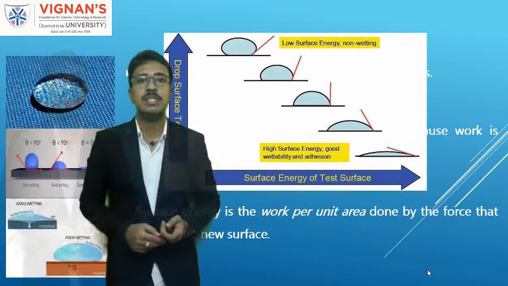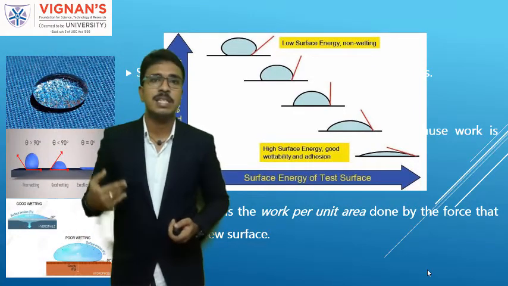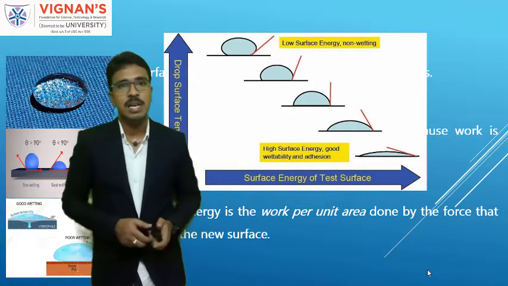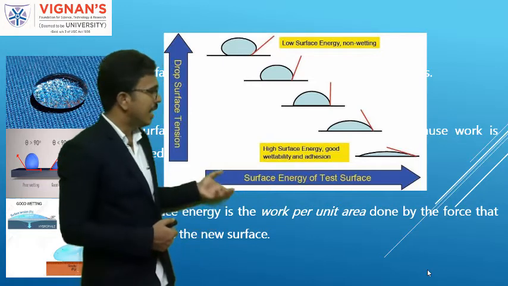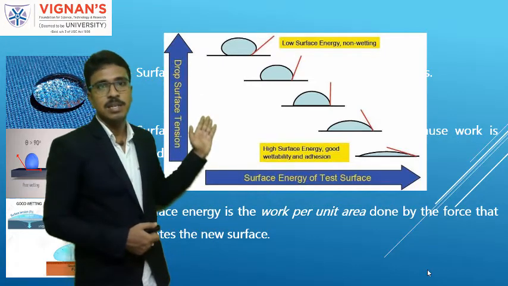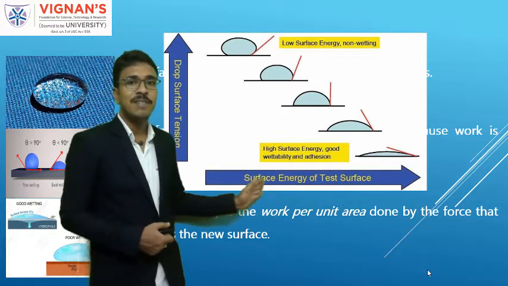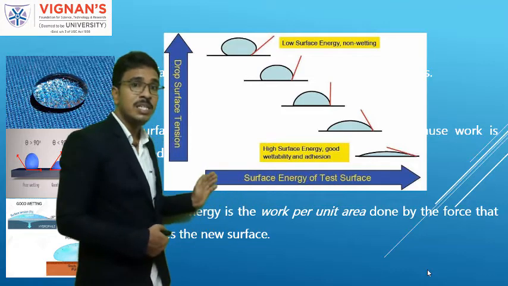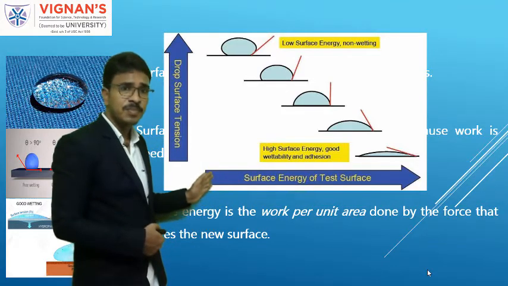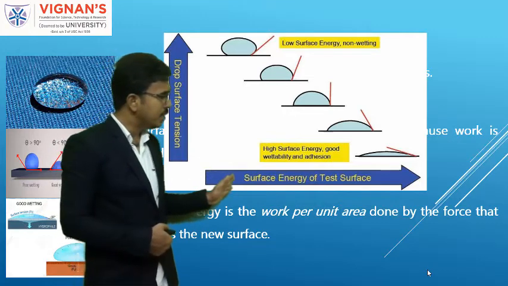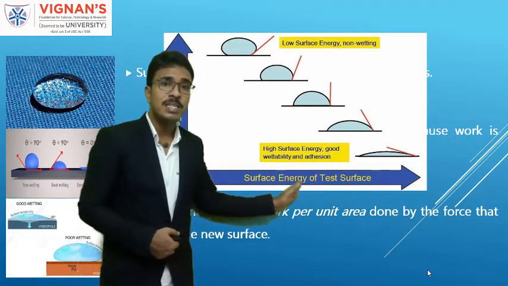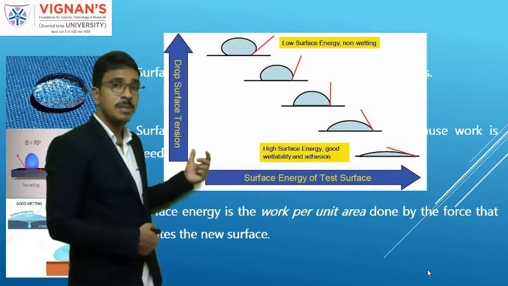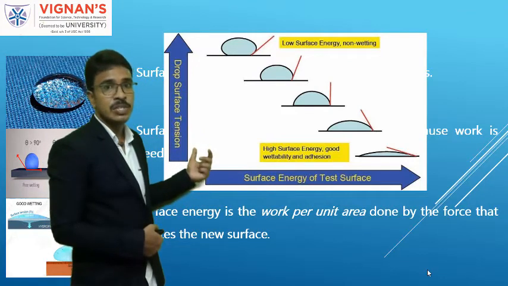And here again you can see the same thing: low energy surface and then high energy surface. You can see two arrows here, on the x-axis and the y-axis. On the x-axis you can see the surface energy of the test surface, that means the surface energy of solids. The beginning is where surface energy is low, and moving in this direction the surface energy is high. Understand? On the y-axis you can see the drop surface tension.